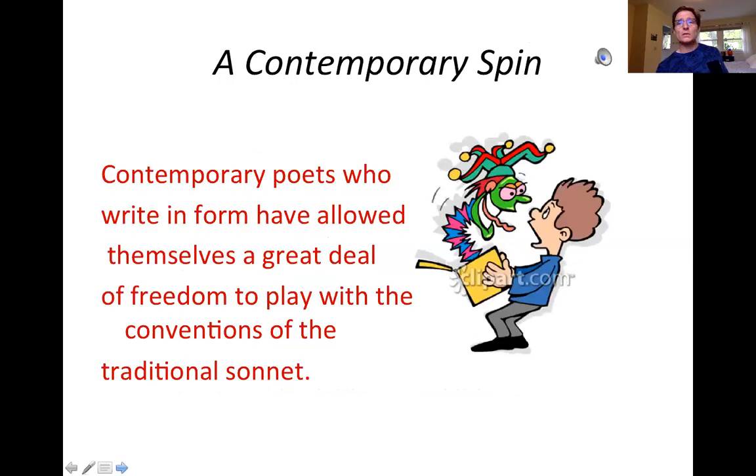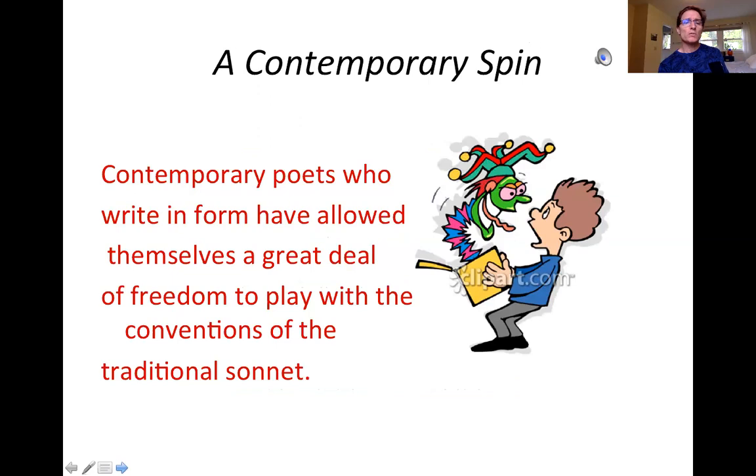Contemporary spit. So you're a contemporary poet. So I don't really want you writing like Shakespeare, or Edna St. Vincent Millay, or Edgar Allan Poe, or anybody like that. I want you writing like a person who has grown up in this century, or the latter half of the last century.